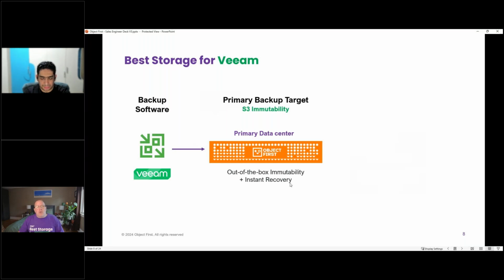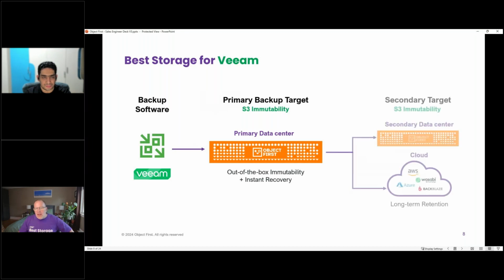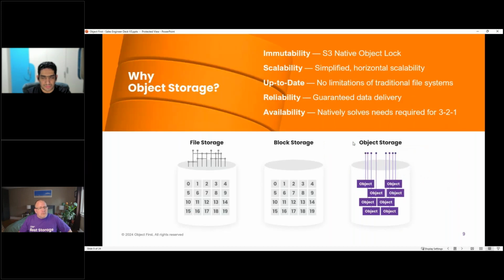So people will ask sometimes, well, why don't I just use something in my data center, like remote data center? Okay, but what's your link? Remember, instant recovery, which is being leveraged more and more nowadays, you have to be able to do it quickly. Okay, and a secondary target is, as I said before, important, and you could have an object first there, but obviously you can use AWS, Azure, Wasabi, Backblaze, and you can use that for longer retention as well.